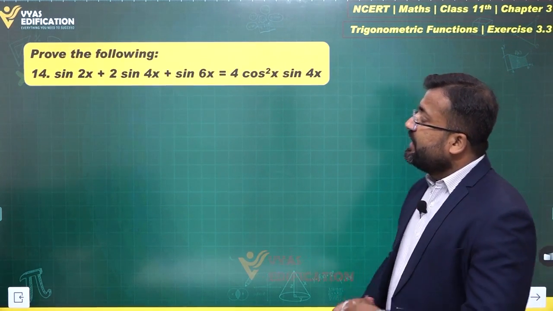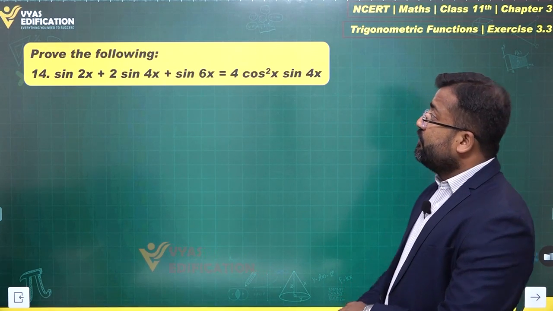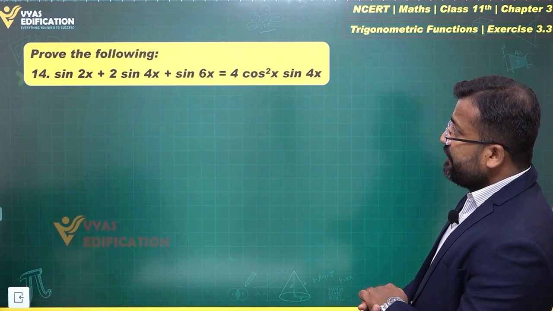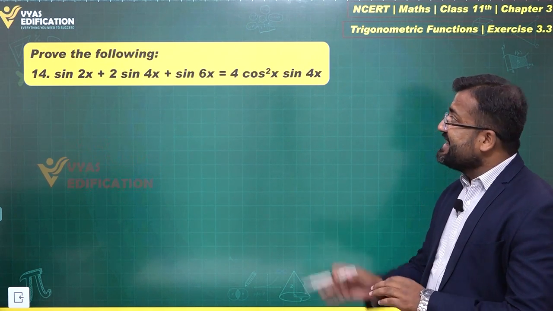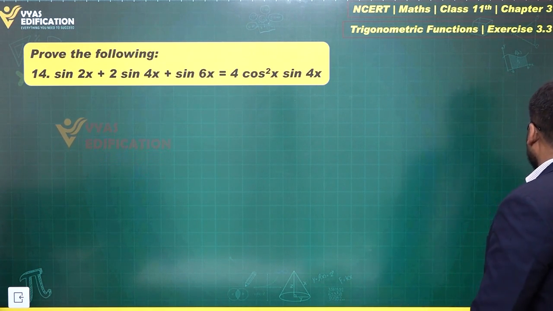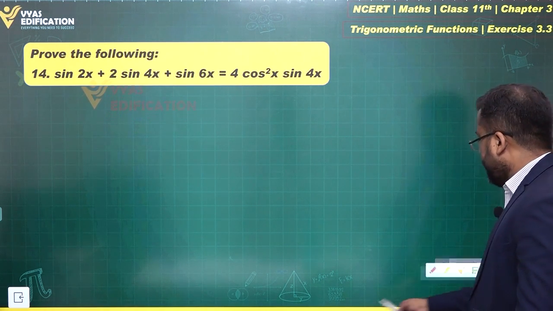What next? Let us solve this question after that. What does this question say? Prove the following, 14th part: sine 2x plus 2 sine 4x plus sine 6x is equal to 4 cos square x sine 4x. Okay, what do we do in this case?